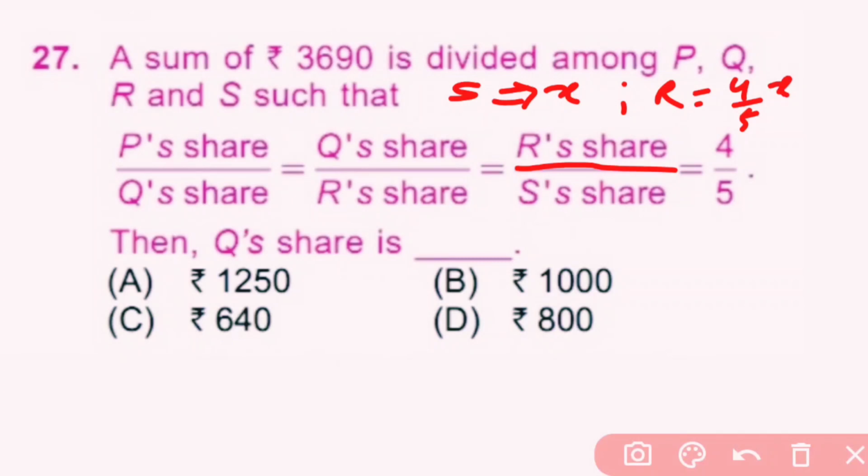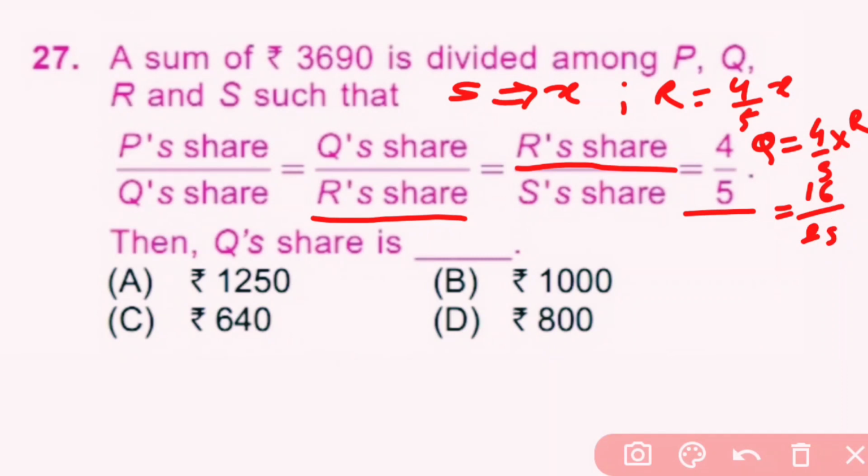Now Q share by R share is equal to 4 by 5. Then Q share is equal to 4 by 5 into R share. R share is 4 by 5x. So it will be 4 into 4, 16 by 25x. Q share is 16 by 25x.